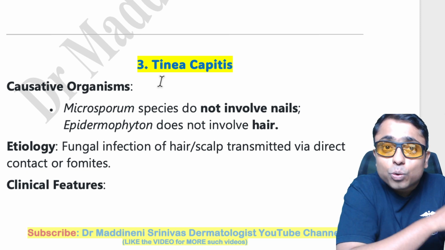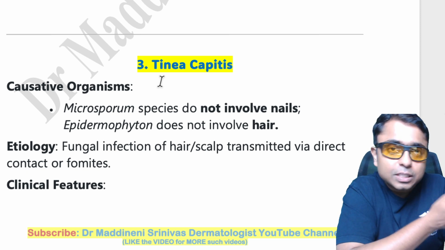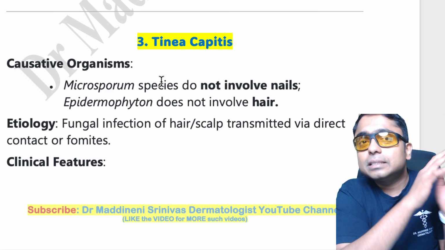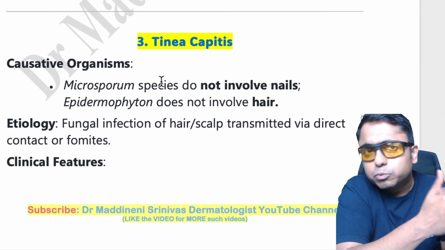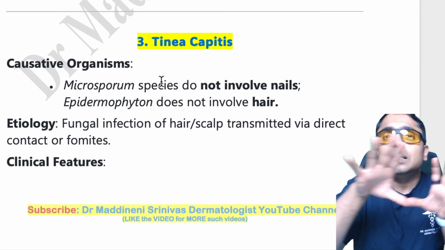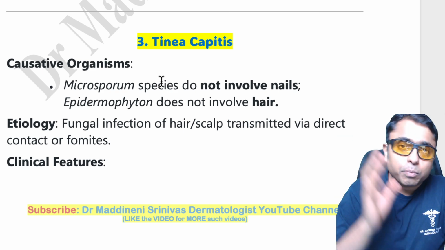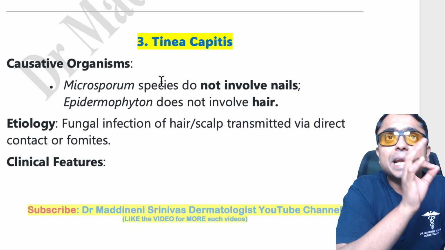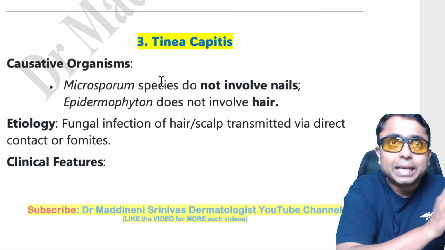Tinea capitis, so if the dermatophytic infection occurs over the scalp, we call it Tinea capitis, and it is going to produce 4 types of presentations. But before that, just broad points about dermatophytic infections. Microsporum is going to spare the nails and Epidermophyton is going to spare the hairs.